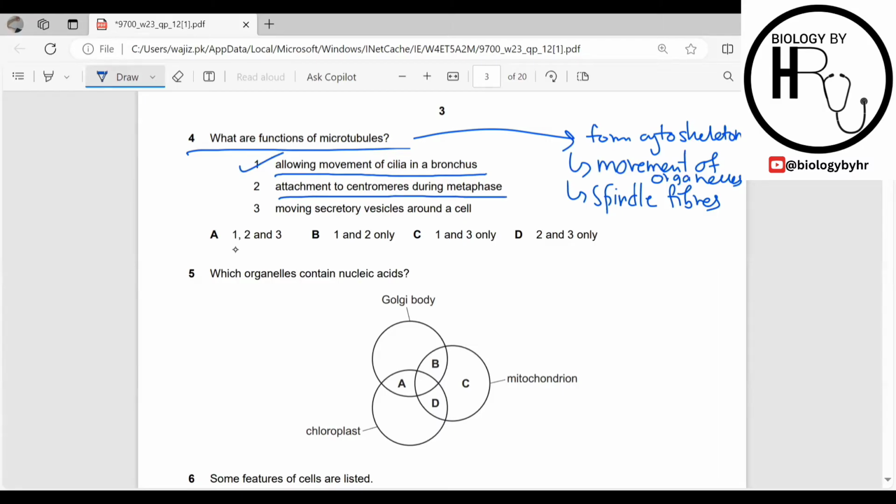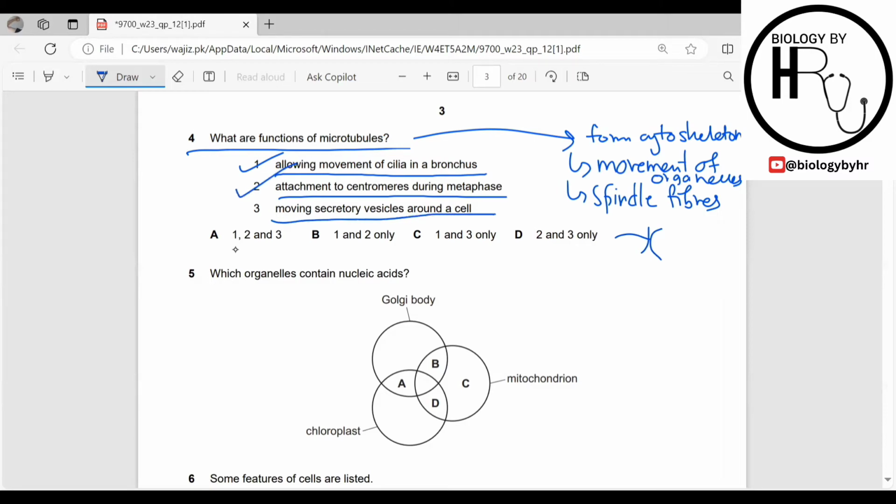Attaching to centromeres during metaphase. What happens in the metaphase is that spindle fibers go and attach to the center of the chromosomes, right? So this option is also correct.